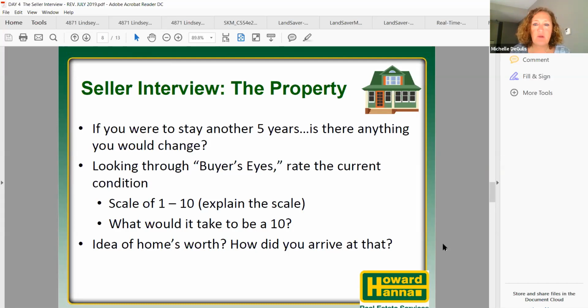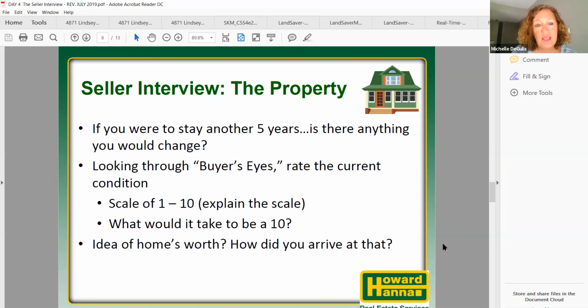So let them answer that question. They might say, yeah, if I would stay here, I know the windows are older, I probably would replace the windows. So ask that zinger question: what would you do if you were to stay here another 5 years? And see what they have to say. They might give you a clue, or say, no, it's perfect, I wouldn't do anything, everything's perfect. And you do meet those sellers sometimes that did nothing to their house the whole time they lived there.